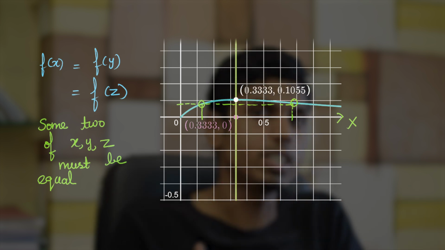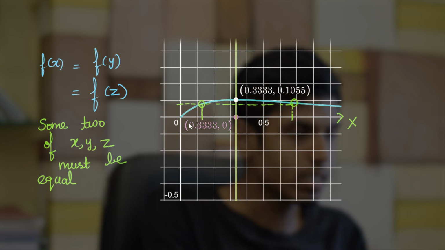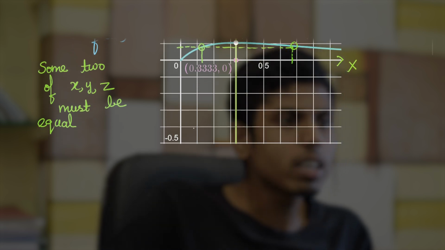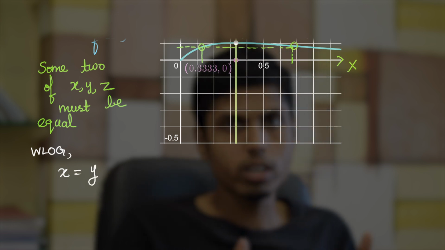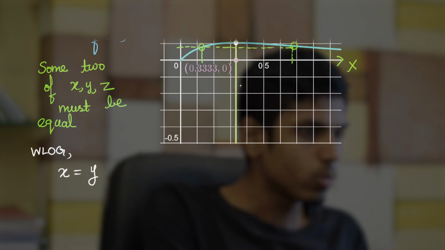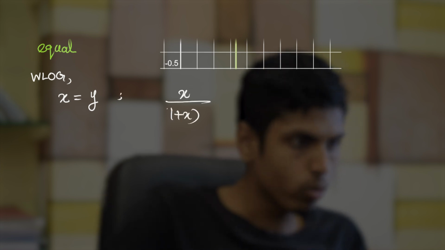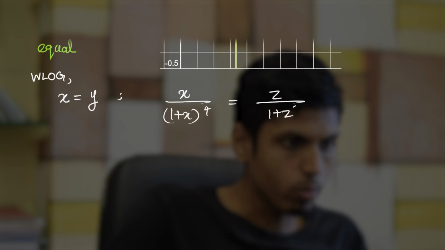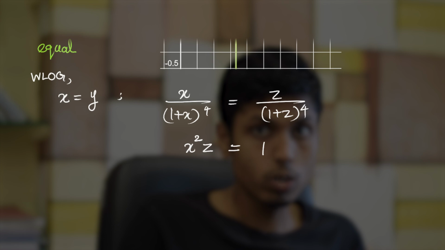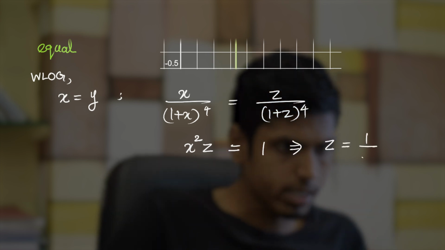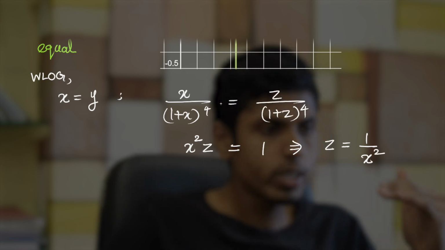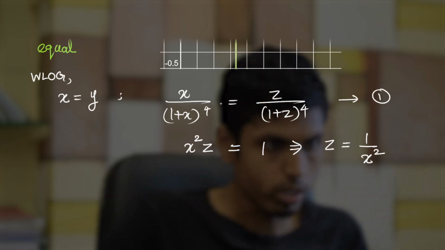So let's now go back to the algebra. If some two of x, y, z must be equal, we may assume without loss of generality that x equals y. This won't harm our generality. So coming to the equation, we have one equation as x by (1 plus x) whole power 4 being equal to z by (1 plus z) whole power 4, and x squared z equals 1, because now x is equal to y and I have substituted y as x. So we can derive that z equals 1 by x squared, and let's substitute it back in the first equation, the equation numbered 1.